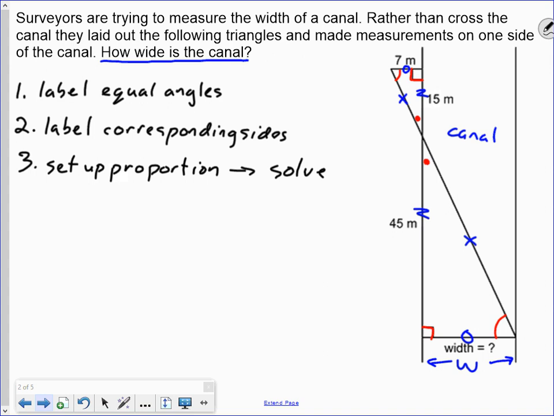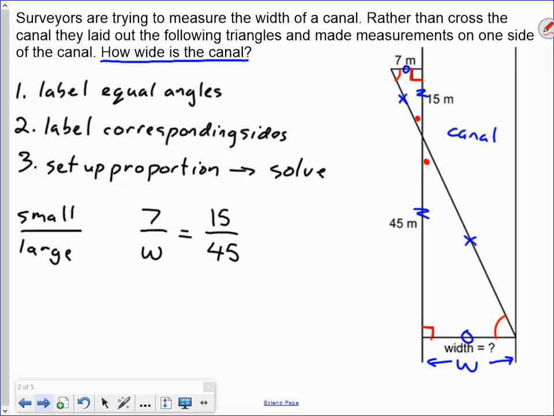So as before, let's set this up with things from the small triangle on the top and things from the large triangle down on the bottom. So what do we have here? In the small triangle, we have a side that is 7 meters. The corresponding side in our big triangle, we have labeled as W. Also in our small triangle, we have this one side that is 15 meters that I marked with the little squiggle. The corresponding side in the big triangle is 45 meters. We've also got the two sides that are marked with the X as corresponding sides, but we don't have dimensions for either of those, so we can just kind of ignore it.